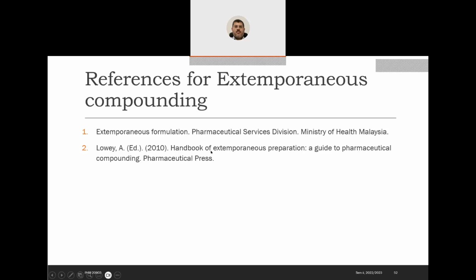If you want to take a book, then you can also find the Handbook of Extemporaneous Preparation, a guide to pharmaceutical compounding. This is also a valuable source. You can look for it. It contains information about extemporaneous preparation requirements and so on. And then they also have a list of preparations to be prepared, how, and what is the expiry date as well. So maybe in the tutorial we will have some assignment, we'll give you some examples and then let you look for information in these references and prepare the SOPs.